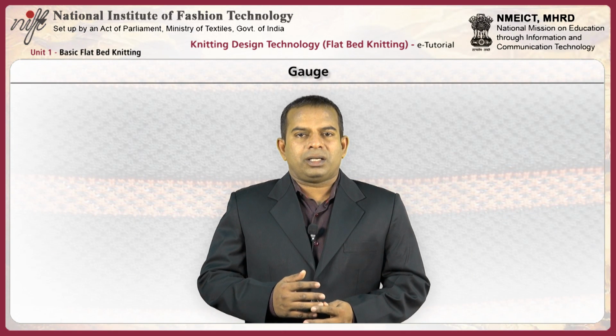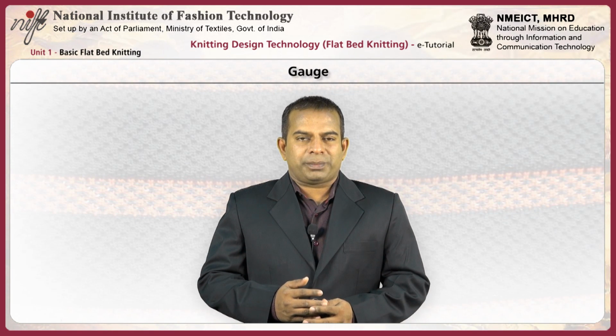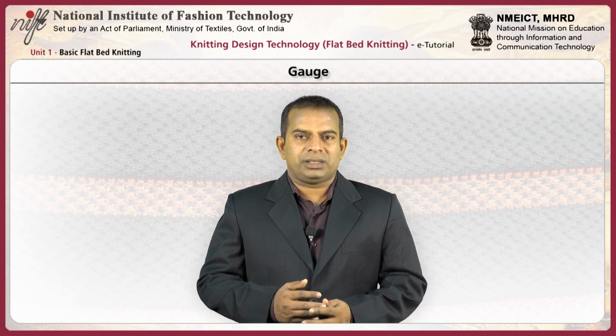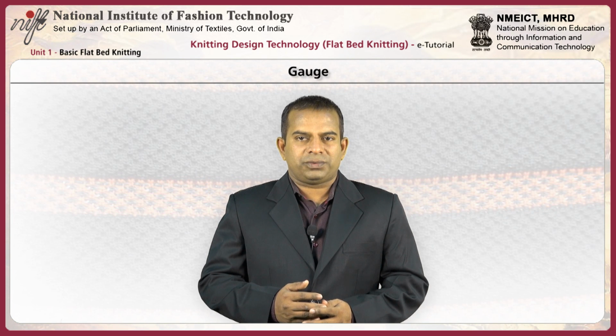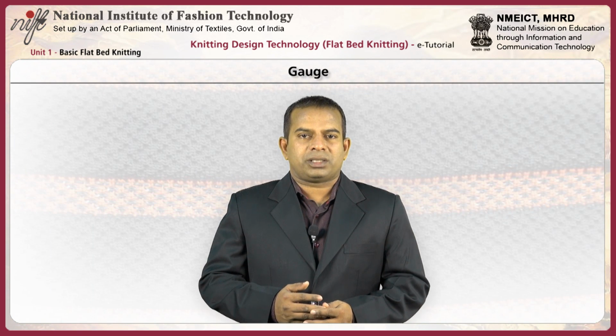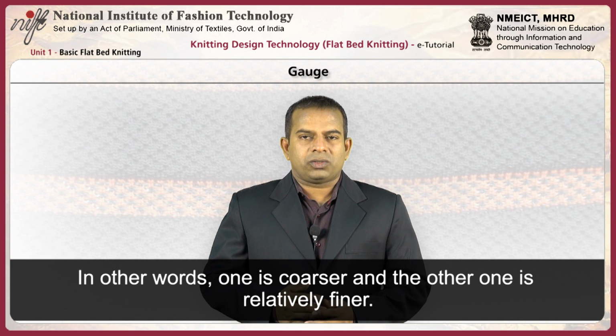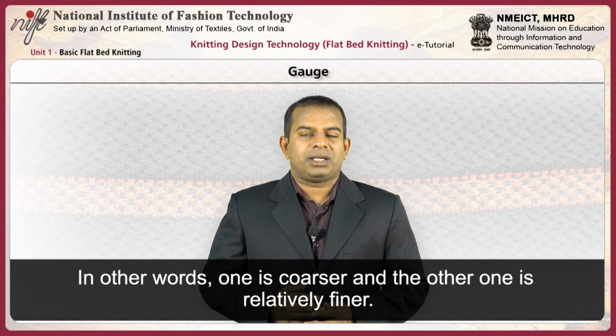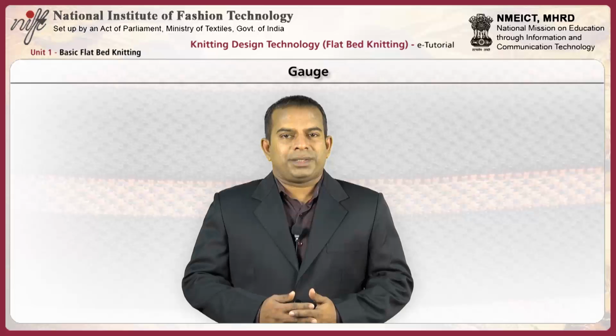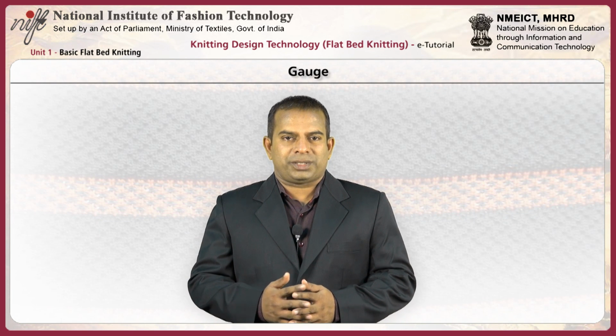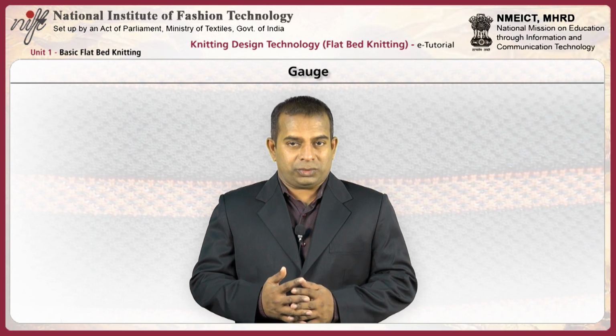Let us look at these two fabrics closely. You can see the loops are bigger in one fabric and the loops are smaller in another one. In other words, one is coarser and the other one is relatively finer. Now let us look at these two fabrics. The finer one is coarser now.